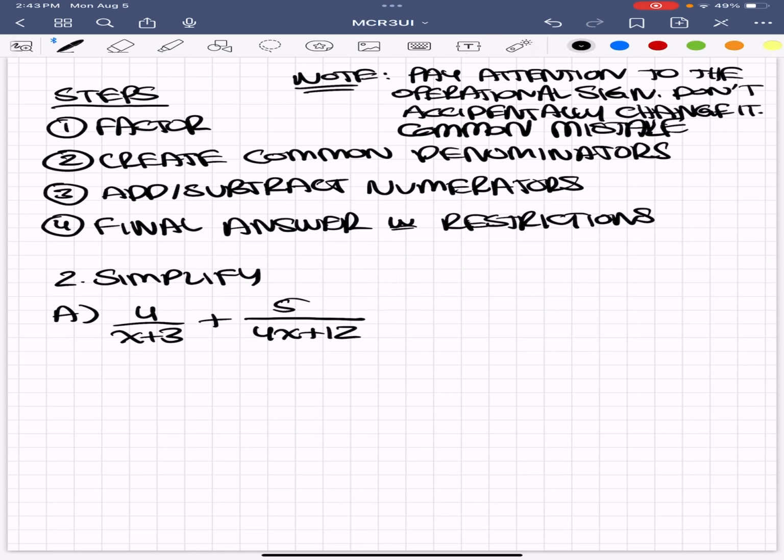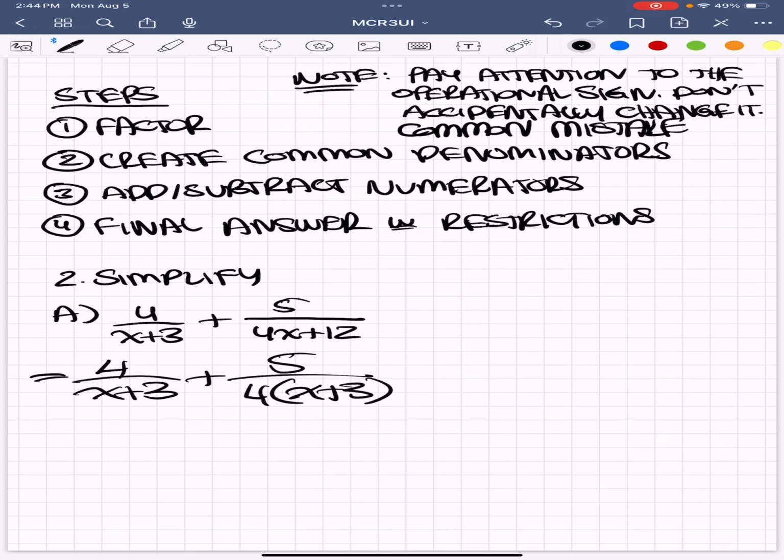the numerator. So we have 4x plus 12, and I believe a 4 is common there, so we're taking out a common 4, and then we can create the common denominator. So 4 times x plus 3 plus 5, 4 times x plus 3, and then we can create a common denominator of 4 times x plus 3.